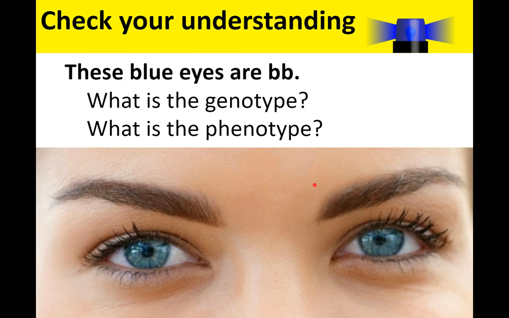Okay, double checking that you get this. These blue eyes are little b, little b. What is the genotype? What is the phenotype? Okay, so genotype, that's little b, little b. The genotype is the types of genes. Okay, little b, little b. The phenotype is blue eyes. Okay, phenotype's what it looks like. Genotype is what the genes are.